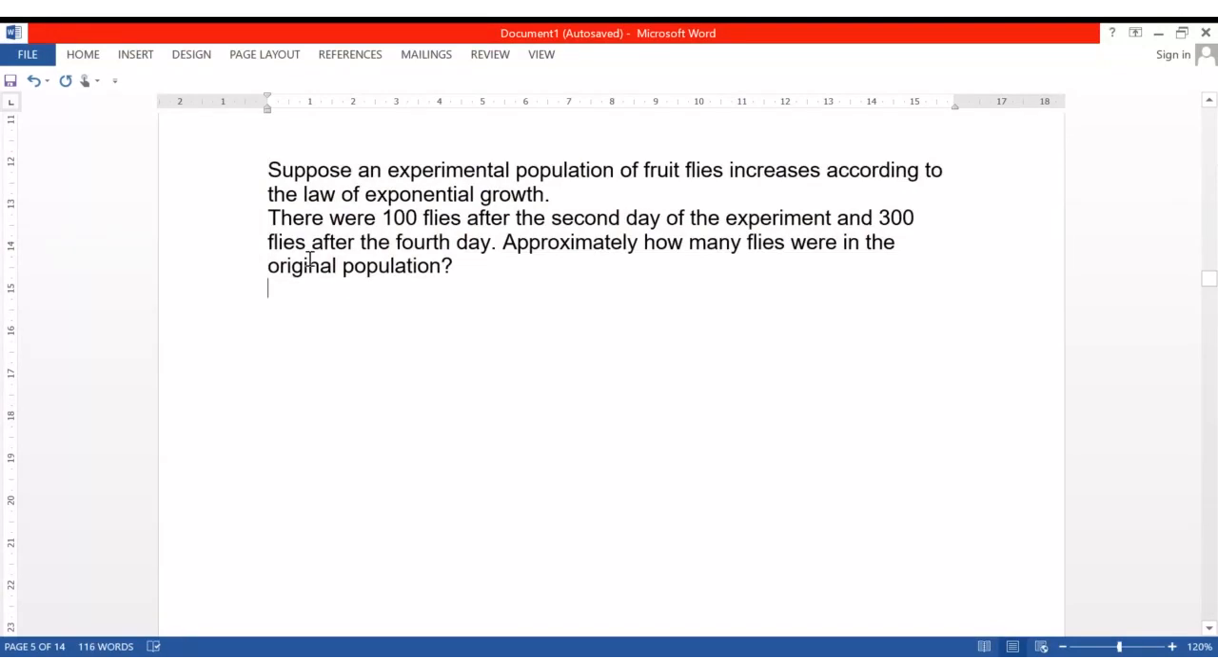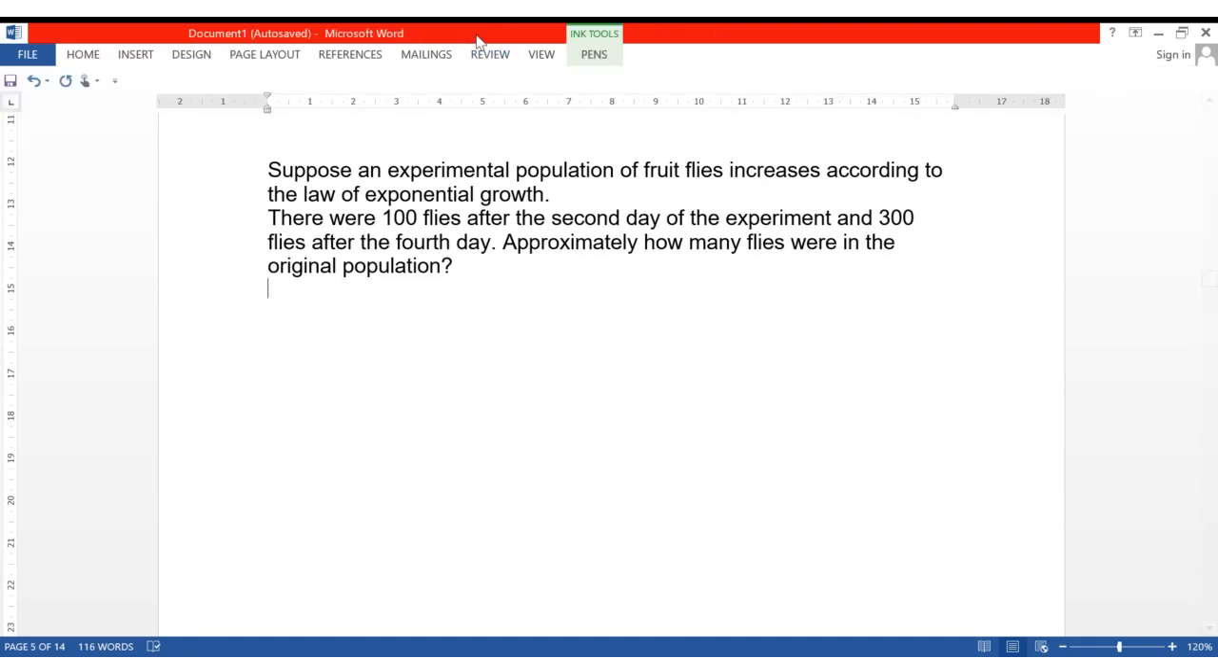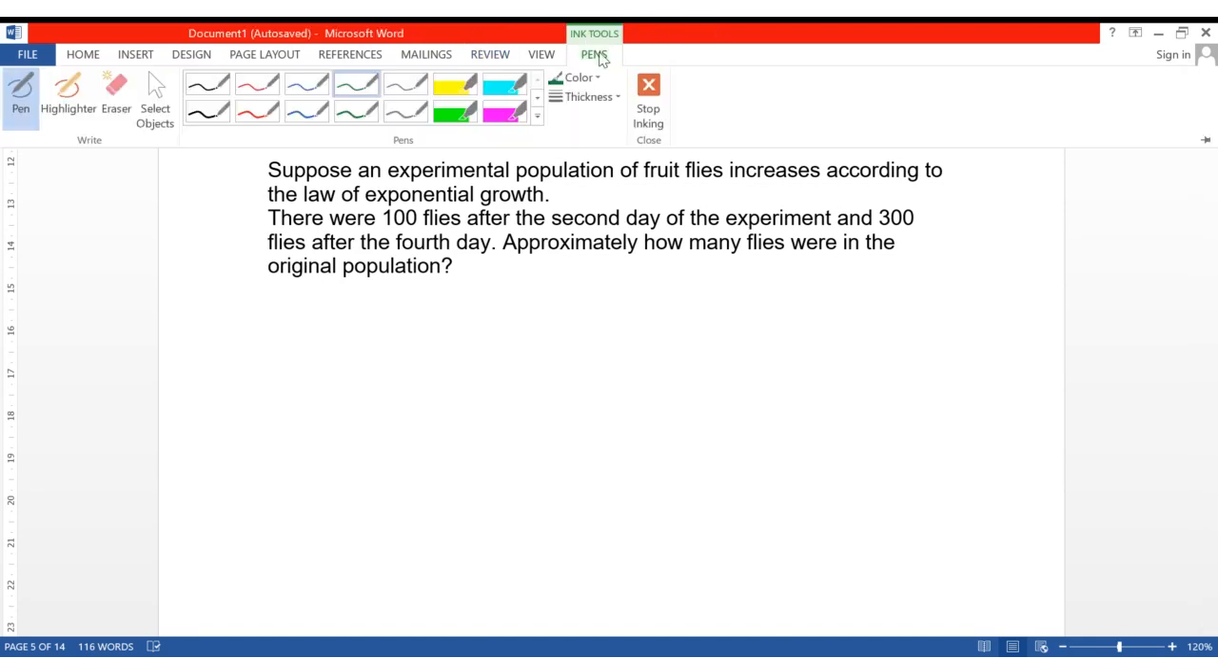Suppose an experiment population of fruit flies increases according to the law of exponential growth. There were 100 flies after the second day of the experiment and 300 flies after the fourth day. Approximately how many flies were in the original medium? So it is following the law of exponential change. The first thing I'll do is recall the formula. That is the first step.